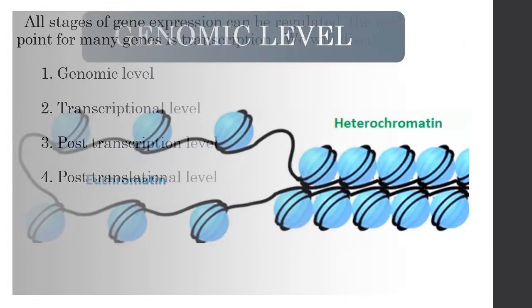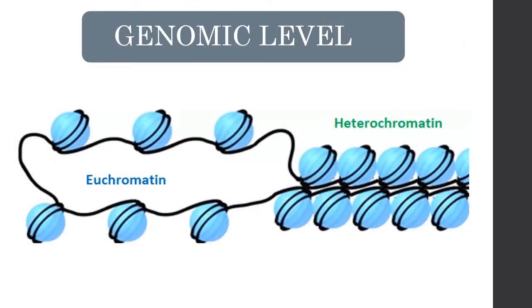So coming to the genomic level, we can see here the heterochromatin is tightly packed, and the euchromatin is a loosely packed form of the DNA in the chromosomes, while the heterochromatin is a tightly packed form of the DNA in the chromosomes. The euchromatin is lightly stained but stains dark during mitosis, whereas heterochromatin is stained darker during the interphase.